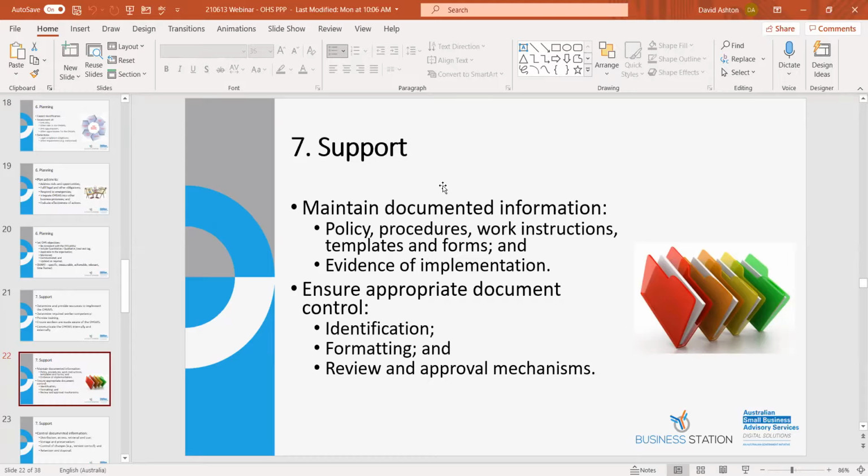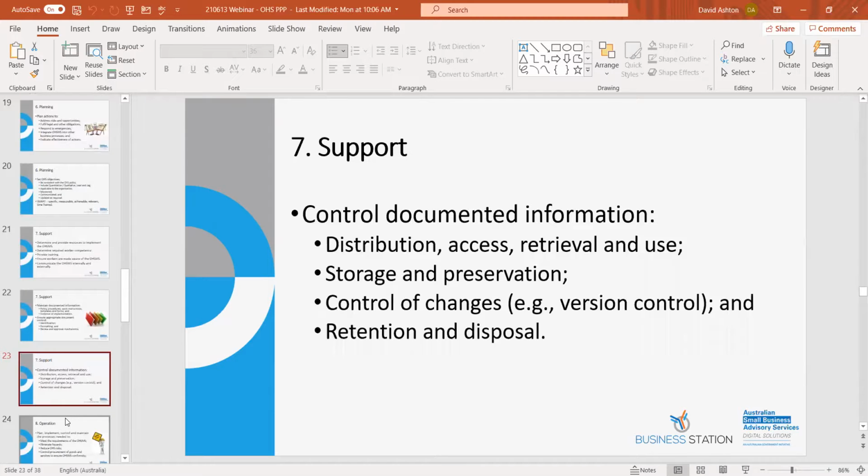So, document control: identification, formatting, review and approval mechanisms so that the auditor and your employees can be sure that they're using the latest or most current version of your documentation. So look at things like distribution, access, retrieval and use, storage, control of any changes, so that's version control, and retention and disposal. So you do need to have some sort of record keeping plan. It's a requirement of the standard around record keeping and document control.